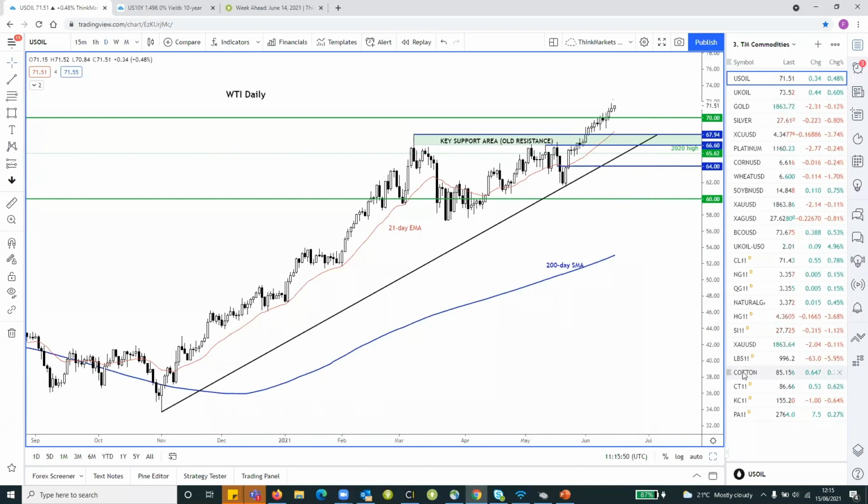Which is telling you that it wants to go higher, really. Don't fight it until the charts tell you otherwise. I mean, fundamentally, we have been hesitant to remain bullish on oil at these levels because we think that OPEC is going to start releasing more oil back into the market.